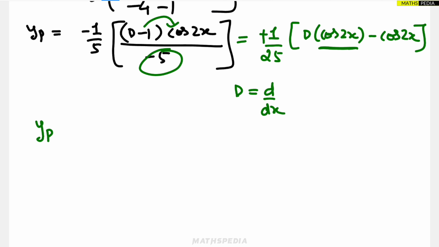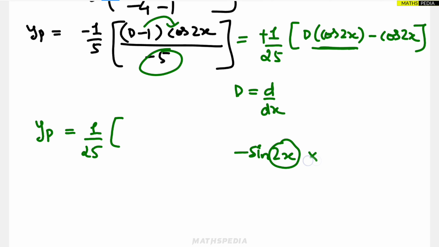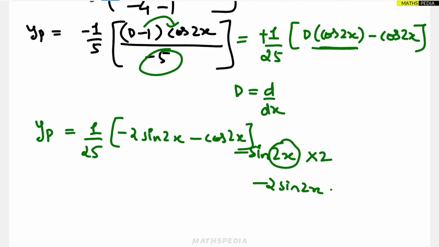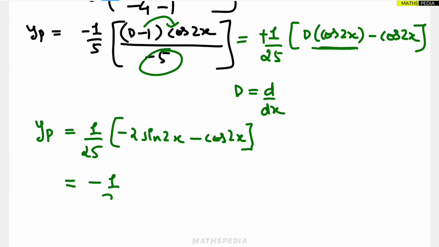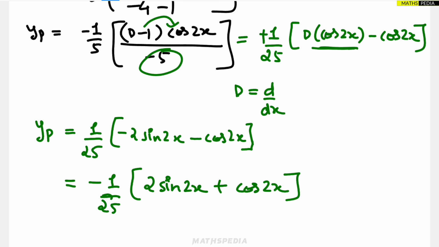So yp value is equal to 1 divided by 25 into differentiation of cos 2x, it will become what? Minus sine 2x, right? See, cos 2x differentiation is minus sine 2x, and the differentiation of 2x is nothing but 2. So it will become minus 2 sine 2x. So minus 2 sine 2x minus cos 2x as it is. So from this, next what we can do, can I take minus common? Minus 1 by 25 into 2 sine 2x plus cos 2x. Then this is nothing but yp.